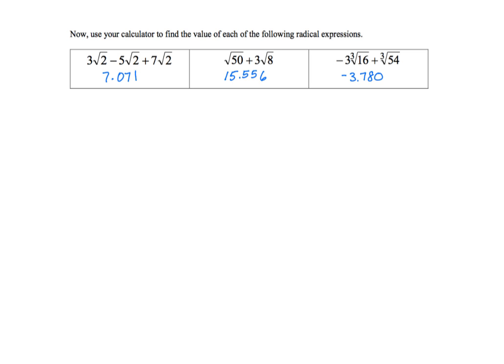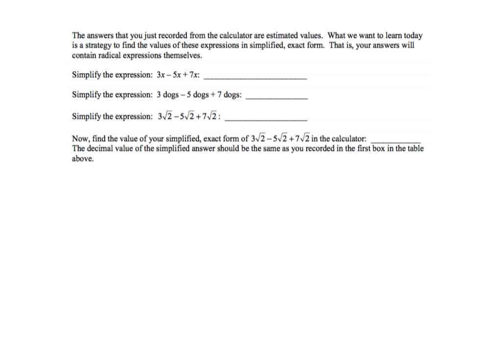Here are the decimal approximations. So check your work. We're going to use these approximations to discover how we can add radical expressions. The decimal answers that you got on the last page were approximations. What we're going to learn today is a strategy to find the values of these expressions in simplified or exact form. That is, your answers will contain radical expressions themselves.